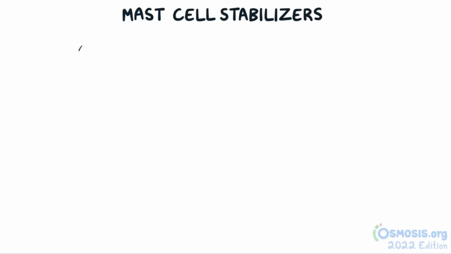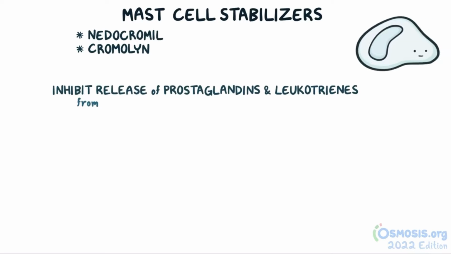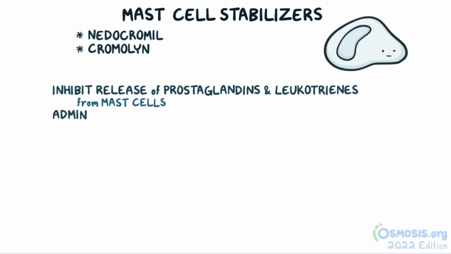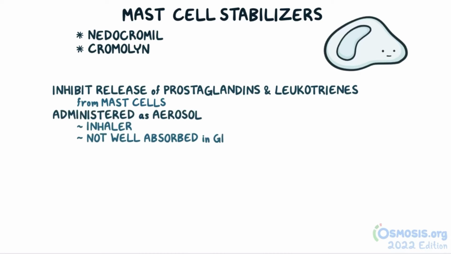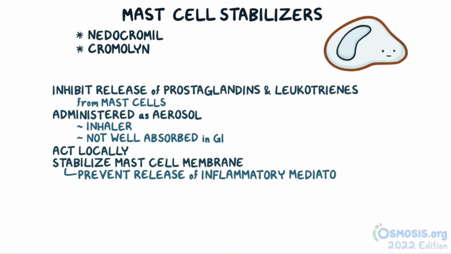Moving on, the next group is the mast cell stabilizers, like cromolyn and nedocromil. These medications inhibit the release of prostaglandins and leukotrienes from mast cells. They're usually administered as an aerosol through an inhaler, since they are not well absorbed in the GI tract. Once inhaled, they act locally and stabilize the mast cell membrane, which prevents the release of inflammatory mediators. This way, they produce a mild anti-inflammatory effect at the site of inflammation.